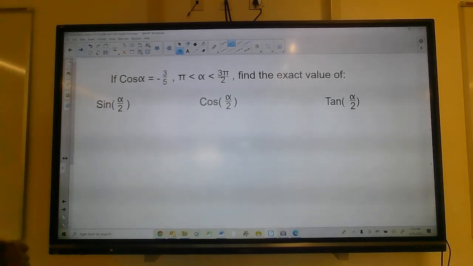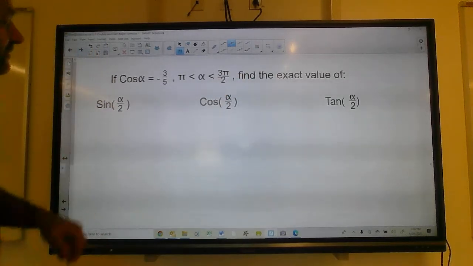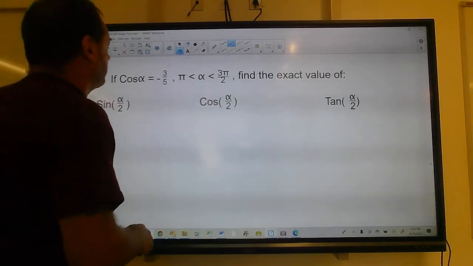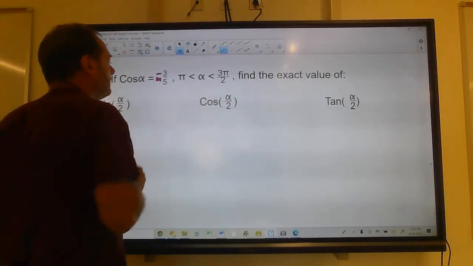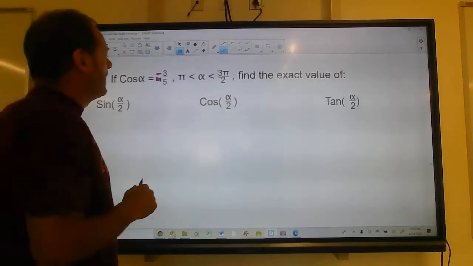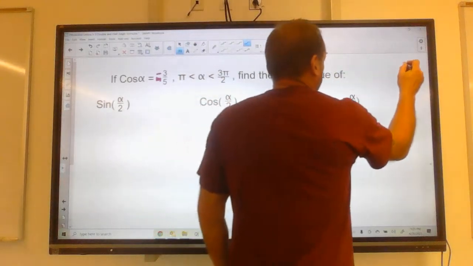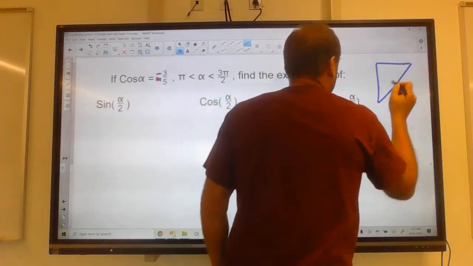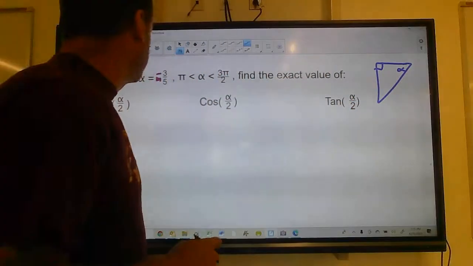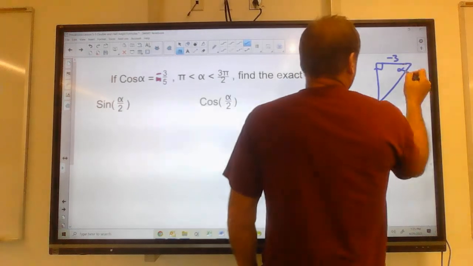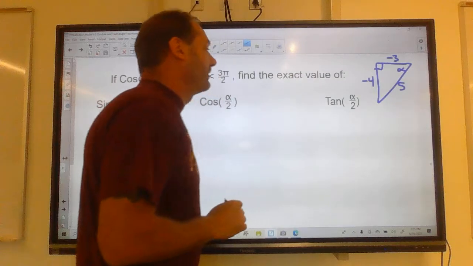Okay, cosine of alpha is negative 3/5. You're in the second quadrant. Find the exact value of the following 3 items. So let's draw a picture of this thing. We're going to put the negative up here. Okay? And so it's in the third quadrant. So the triangle looks like this. Here's alpha. And the adjacent's negative 3. Hypotenuse is 5. If I use the Pythagorean theorem, I find this side's 4, but it's negative because it's in the third quadrant.